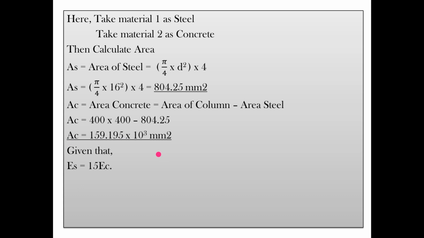Then here they give that E_s is equal to 15 into E_c. This relation is given there, that is Young's modulus of steel is 15 times Young's modulus of concrete. This value is given to calculate the modular ratio. This E_c value gets divided here, then we get E_s upon E_c is equal to 15, which is the value of m. Then we get m is equal to 15.